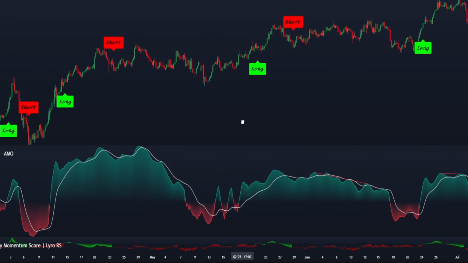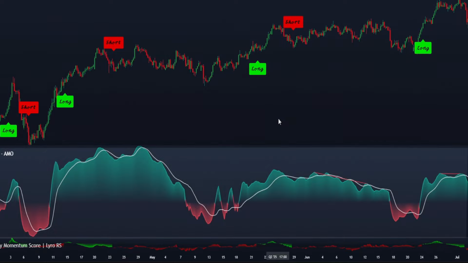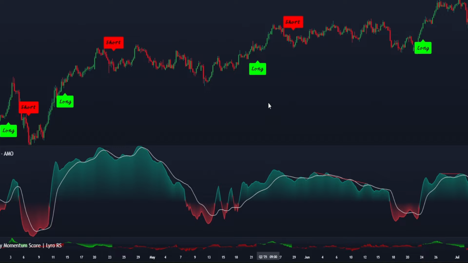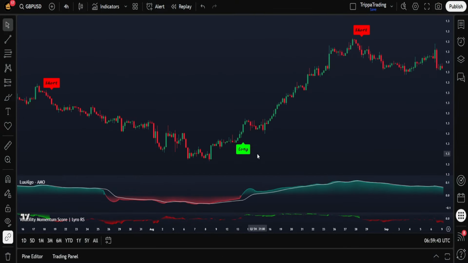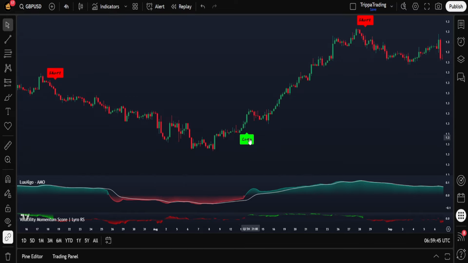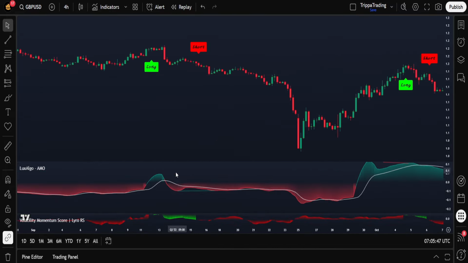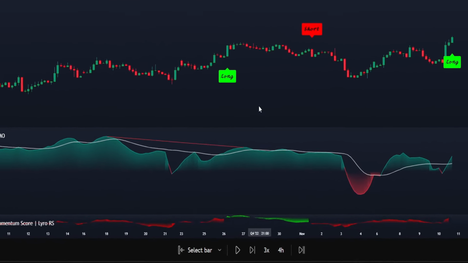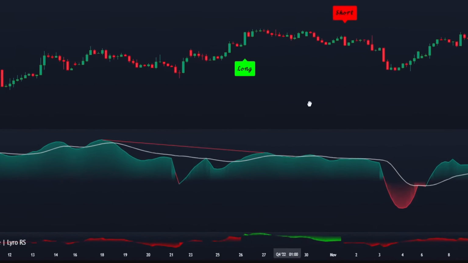your chart. Here's how we combine them. The Adaptive Momentum Oscillator gives us direction. The Volatility Momentum Score, VMS, gives us timing. So if the oscillator is above zero and teal, we only take buy labels from VMS. If it's below zero and red, we only take sell labels from VMS. That's it. Direction from one tool, timing from the other. Let's walk through how a clean setup looks on the chart.